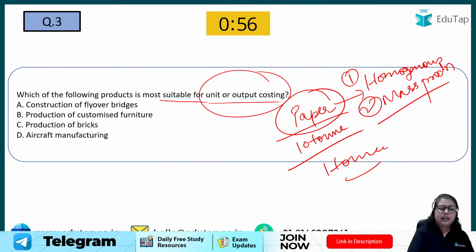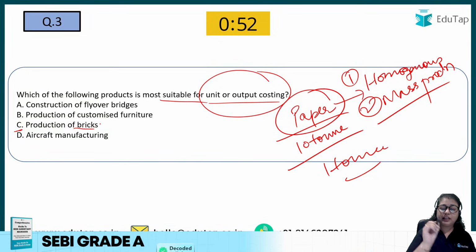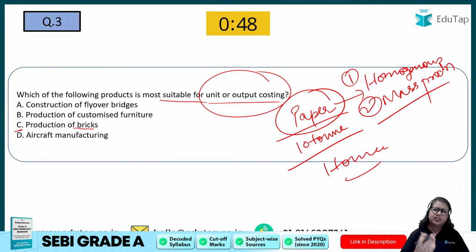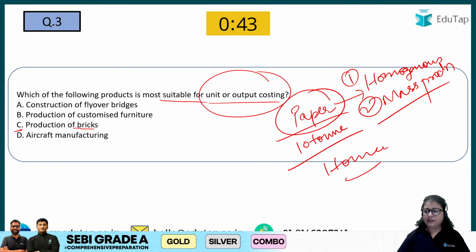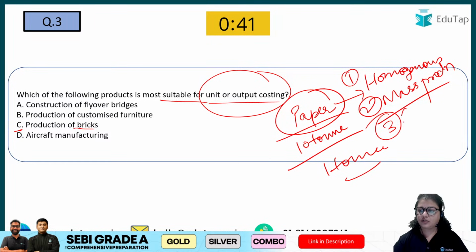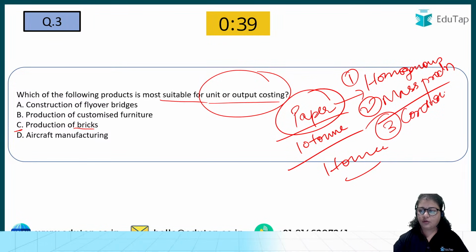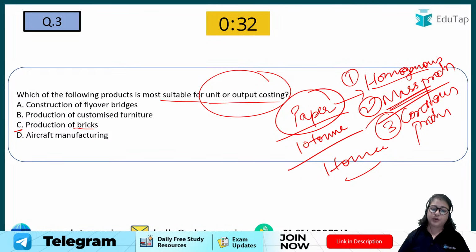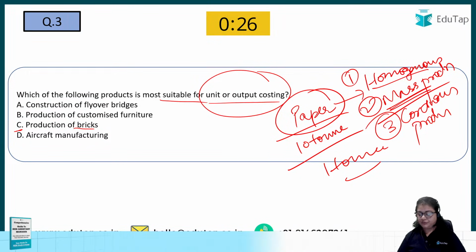So can you see in the option C, there is a similar example to paper, that is bricks. Here in bricks also, production is of identical units. We can say in 1 month I can produce 1 lakh of bricks. So there is continuous activity also. So the third feature is the continuous production. Okay, so continuous production is also there, mass production is also there, and the product is also homogeneous. So we can say production of bricks is the most suitable for unit or output costing, right?